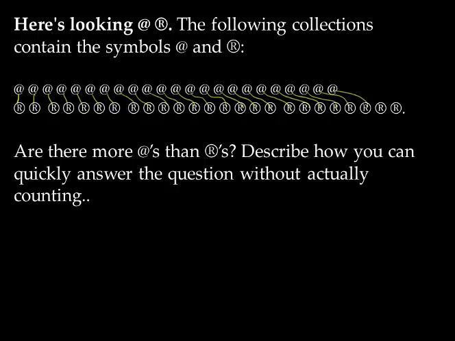And you can see, of course, that there are 2 more R's than there are @ signs. So these 2 sets do not have the same cardinality. Now, I didn't count them, so I don't know what the cardinality is, but I can see that the set of R's has a larger cardinality than the set of @ symbols.